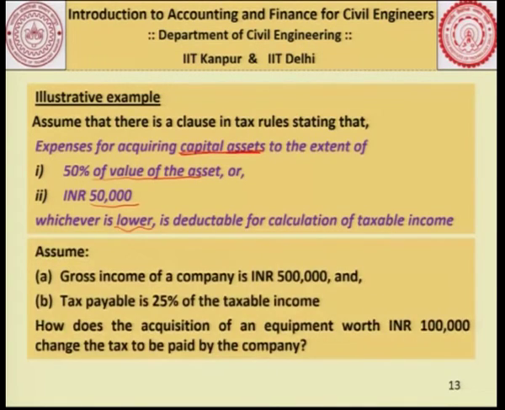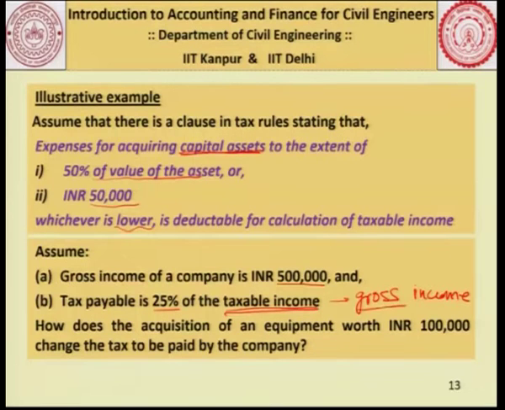What it operationally means is that if there is a company which has a gross income of let us say 5 lakhs and these provisions were applicable, and the tax rate is a flat 25% of the taxable income. I will draw your attention to the use of the word taxable income. This is different from gross income.